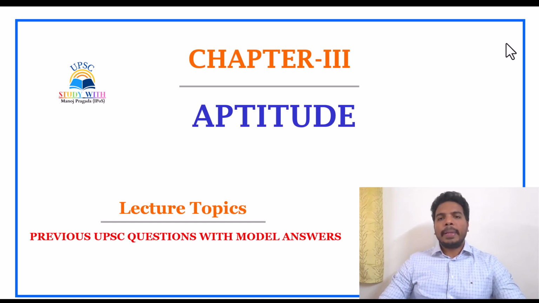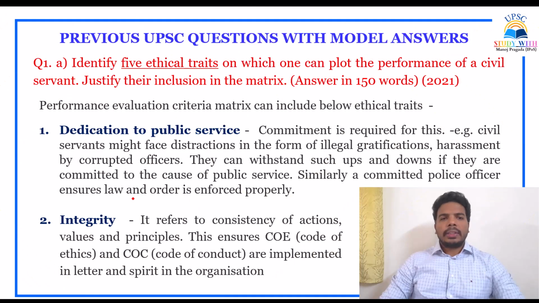Now coming to the previous UPSC questions. First we will go to the first question. The first question that came up in the 2021 UPSC examination paper is: identify 5 ethical traits on which one can plot the performance of a civil servant. Justify their inclusion in the matrix.